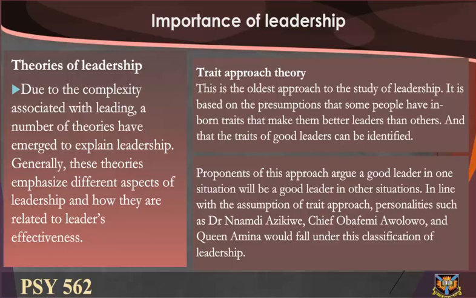Trait approach theory. This is the oldest approach to the study of leadership. It is based on the presumptions that some people have inborn traits that make them better leaders than others, and that the traits of good leaders can be identified. Proponents of this approach argue a good leader in one situation will be a good leader in other situations.